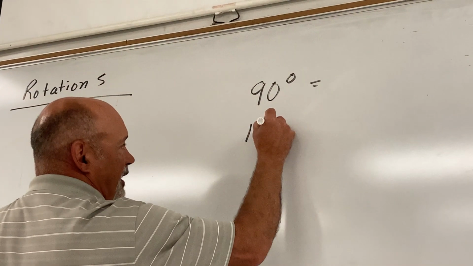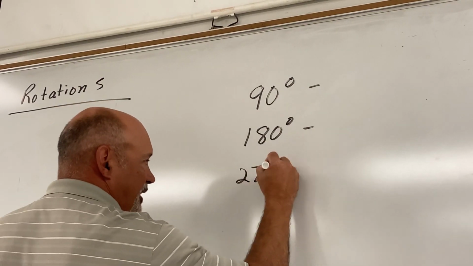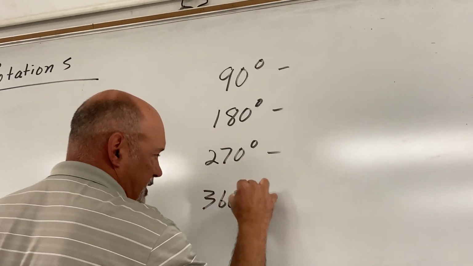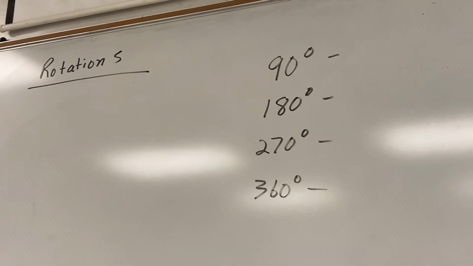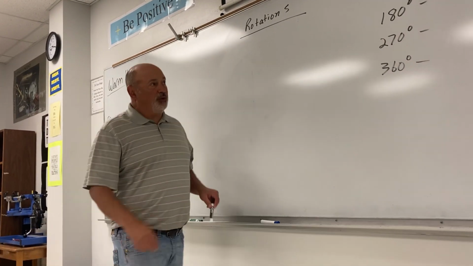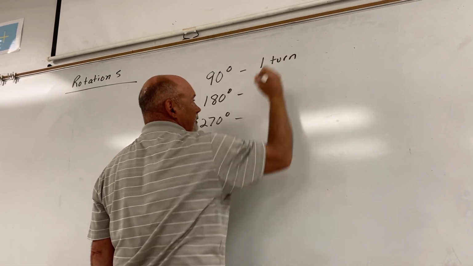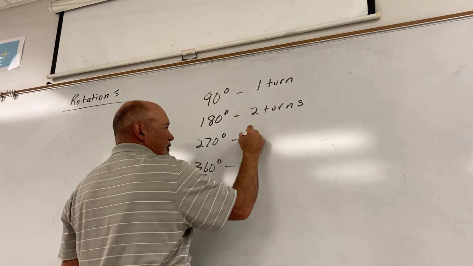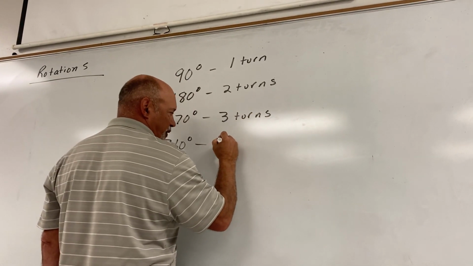Or it can go 180 degrees. It can go 270 degrees. Or we could rotate it a full 360 degrees. So we've got four possibilities that we could rotate an object. So 90 degrees is one turn. We'll talk about the turns in a minute. 180 is two turns. 270 is three turns. And 360 is four full turns.